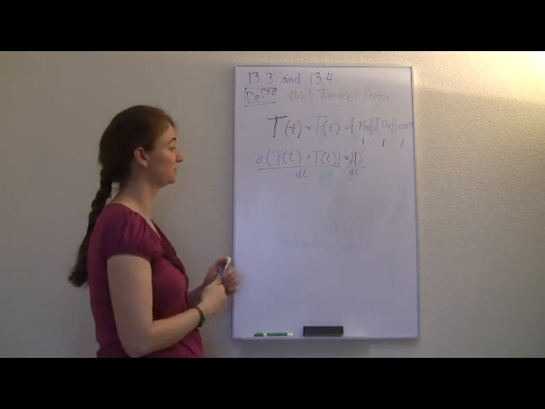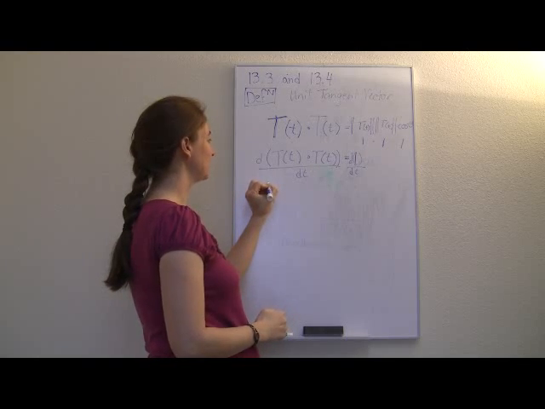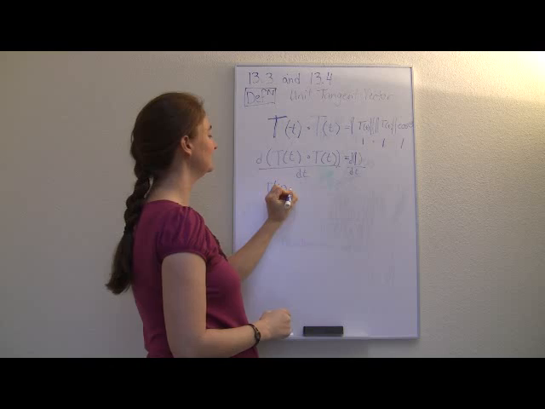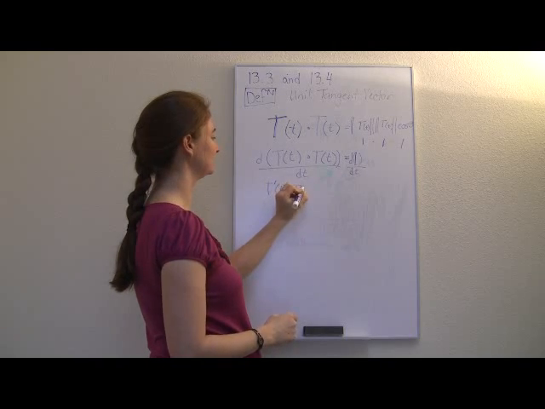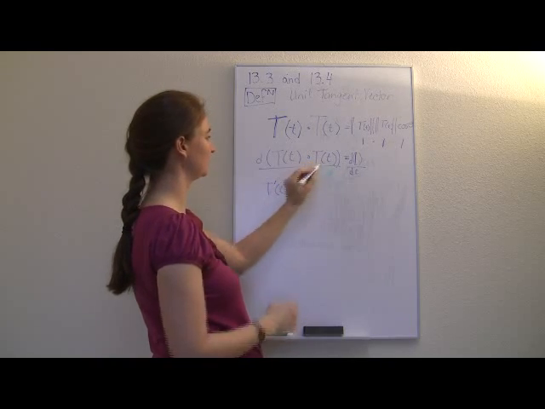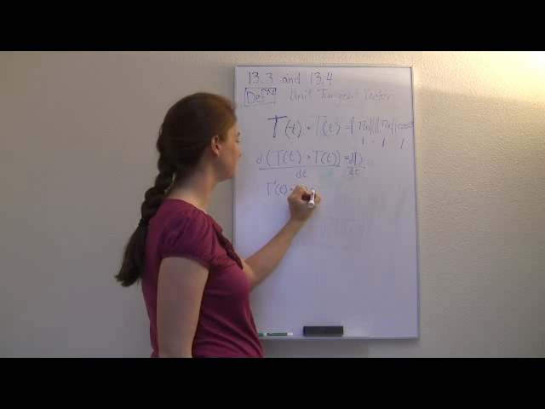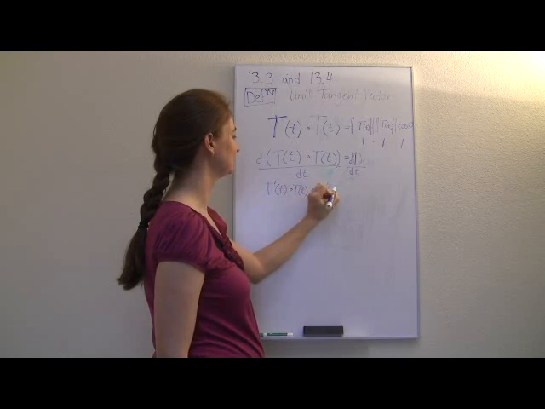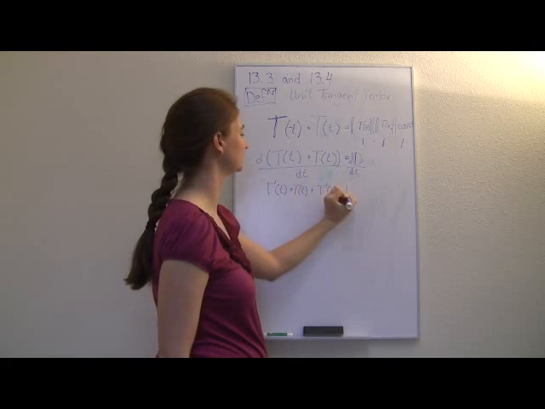And the same thing holds for dot products. So in this case, I'm going to have the derivative of the first, T prime of t, dotted with the second factor, plus the derivative of the second factor dotted with the first.